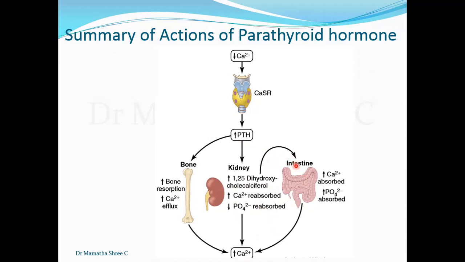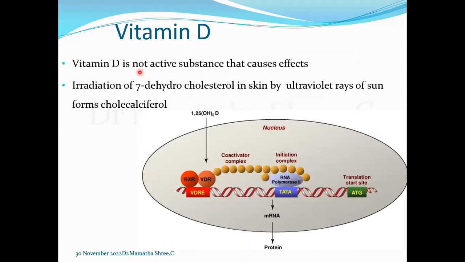It acts on the intestine. In the intestine, it causes both calcium reabsorption and phosphate reabsorption. Okay, so these are the effects of increase in vitamin D. PTH doesn't directly act on the intestine, but it is through vitamin D. So what is the effect of vitamin D on intestines? It is going to increase both calcium and phosphate reabsorption, finally increasing calcium levels. So let us actually study about vitamin D now.